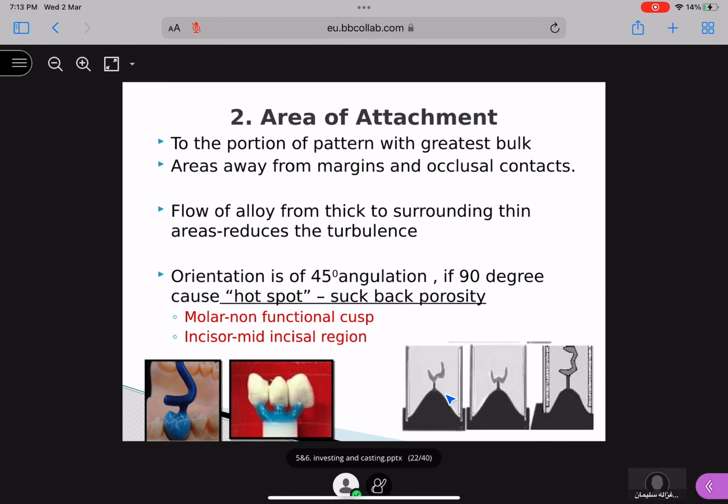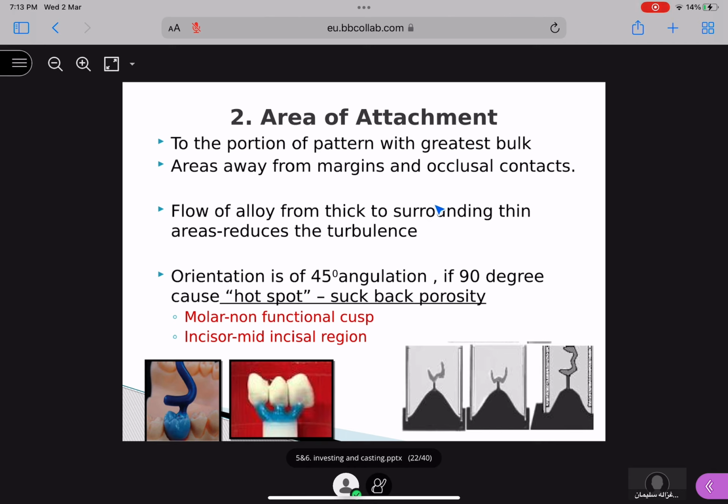Now the area of attachment: you see how the sprue formers are attached here. They attach to the portion of the pattern with the greatest bulk, and it should be away from the margins. This is your margin, and the attachment should be away from it. Why are we attaching at the thickest portion? Because the alloy is poured into the areas formed in the investment, and it will come from these areas and fill the other areas. So we start from these bulky areas.